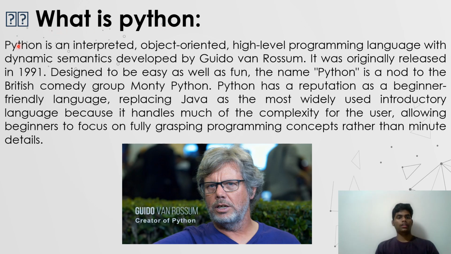What is Python? Python is an interpreted, object-oriented, high-level programming language with dynamic semantics developed by Guido van Rossum. It was originally released in 1991, designed to be easy as well as fun. The name Python is a nod to the British comedy group Monty Python.